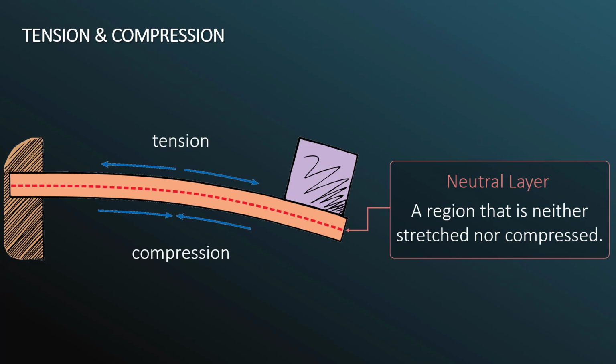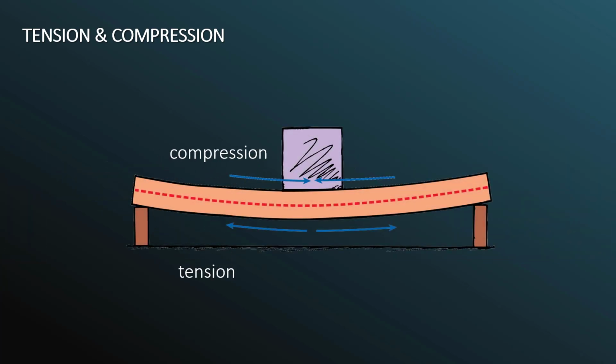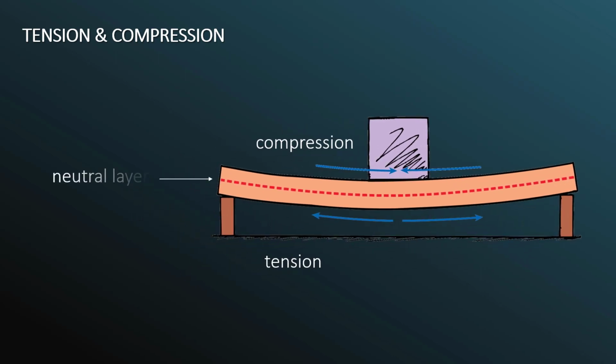Let's flip things around a bit. Now we put a block on top of a girder which is held in place by two pegs. Compression occurs at the top of the girder, and tension occurs at the bottom of the girder. Because, again, compression is where the particles are shoved together, which occurs at the top, and tension is where the particles are pulled apart, which occurs at the bottom of the girder. And again, we have this neutral layer, where particles are neither pulled apart nor pushed together.